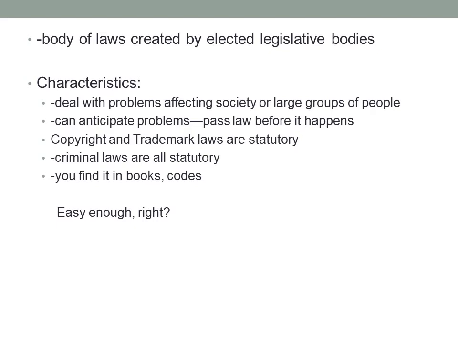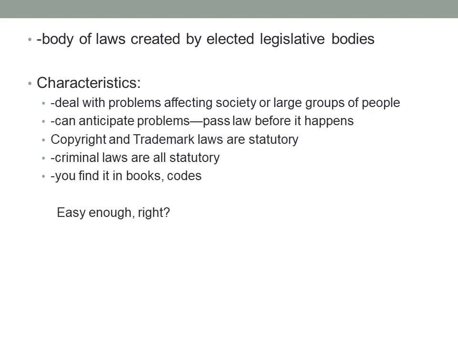The point of statutory law, what they look at, when I say they, legislators, they're dealing with problems that could come. They're anticipating problems. They want to pass laws before the problems happen, or in response to problems that have happened. Or maybe we should change this. And these are things that would affect large bodies of people as a whole.